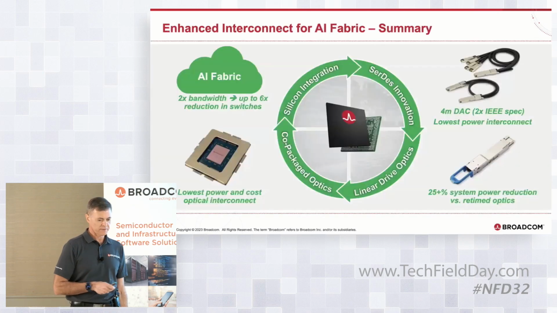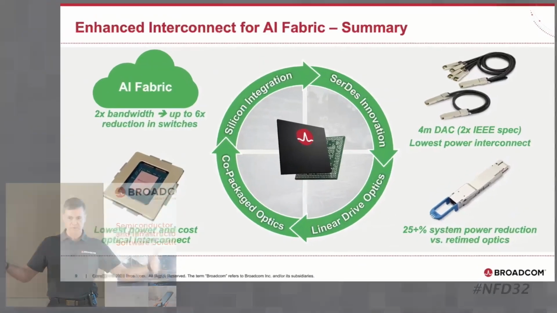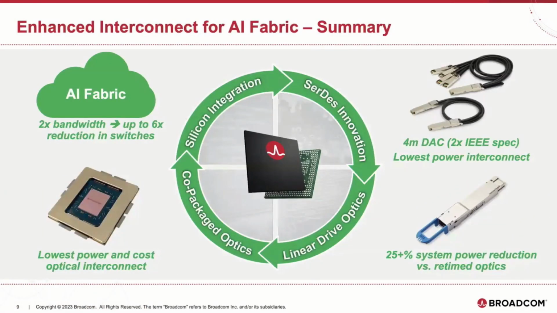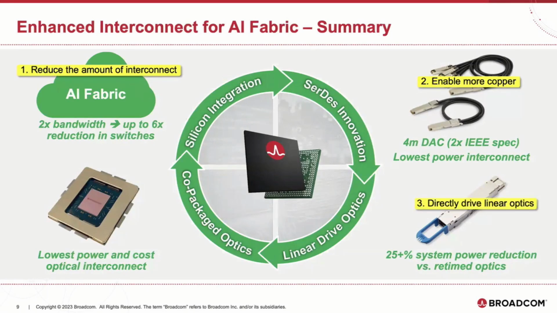Okay, so just summarizing the enhanced interconnect, what we're doing to improve that physical interconnect. Again, this applies both to Jericho and applies to Tomahawk. First thing is reduce the amount of interconnect. So as we'll get into in the next section, when you double the bandwidth of the switch, you can wind up with a 6x reduction in the number of switches. So really the first thing you want to do is high levels of integration, very high bandwidth, high radix. Next step is to maximize the use of copper. So we'll extend the reach of the copper. After that, next step is if you need to use optics, try to make those optics as low cost, low power as possible.